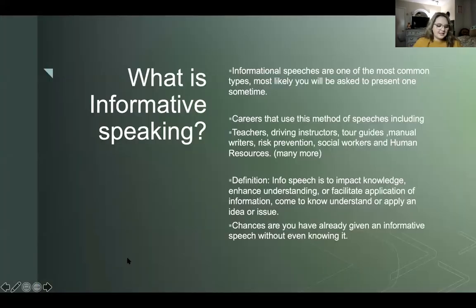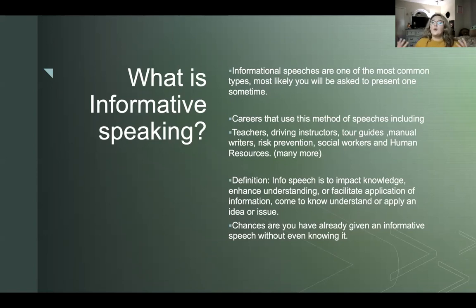To begin, let's talk about what is informative speaking. In a very simple definition, speaking to inform is just a way to impart knowledge or to enhance understanding, facilitate application of information, and it's really just a way to bring new understanding so that we can apply ideas to old issues, current issues, or new issues.